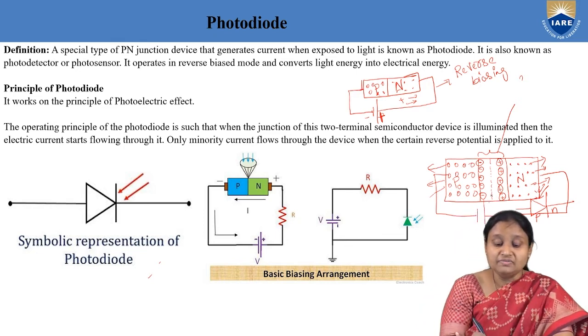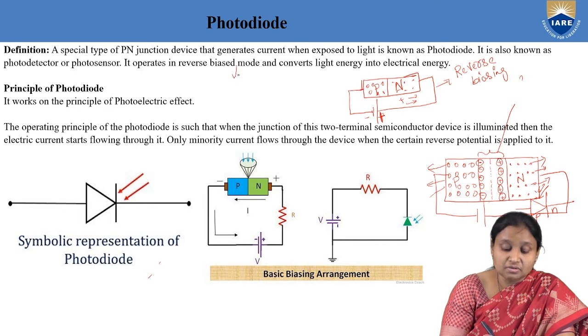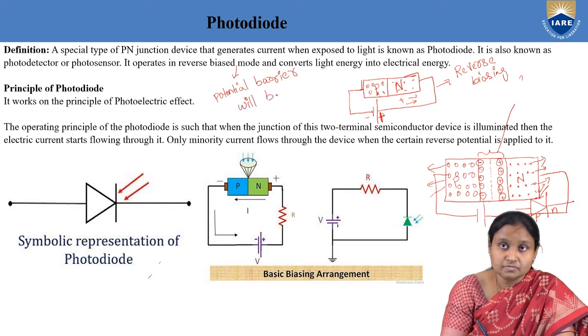So when we reverse bias a PN junction, what happens to the potential barrier? Potential barrier, or you can simply say the depletion layer. So what happens to the potential barrier? The potential barrier will be increased. So here we have the potential barrier being increased.